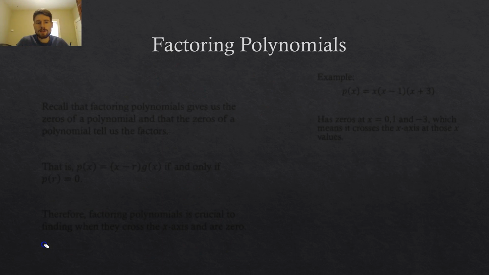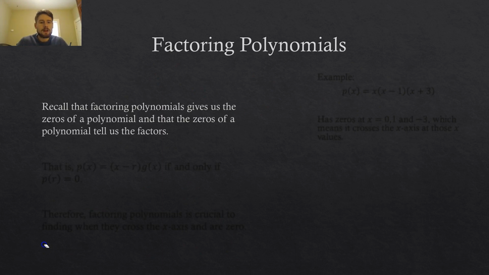Okay, now let's look at factoring techniques. So what's the importance of factoring? Remember that factoring polynomials gives you the zeros, that the factors are the zeros of the polynomial. They're one and the same. The zeros of a polynomial will tell you what the factors are, and the factors of a polynomial will tell you what the zeros are. That is how we determine zeros, basically, by factoring techniques.